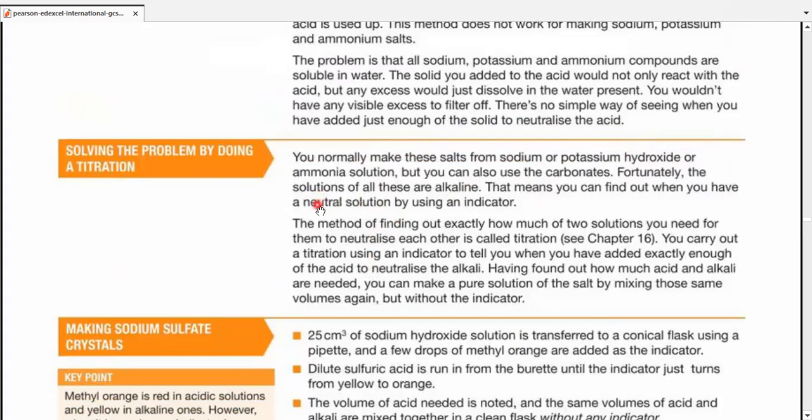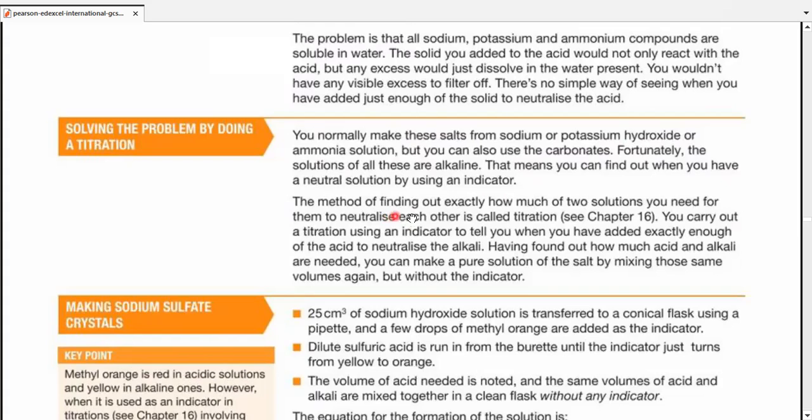Now, this problem can be solved easily by doing a titration. You normally make these salts from sodium or potassium hydroxide or ammonia solution, but you can also use the carbonates. Fortunately, the solutions of all these are alkaline, which means you can find out when you have a neutral solution by using an indicator. That's how the titration works. The method of finding out exactly how much of two solutions you need to neutralize each other is known as titration. You carry out the titration using an indicator, and that can tell you exactly how much acid is needed to neutralize the exact amount of alkali.